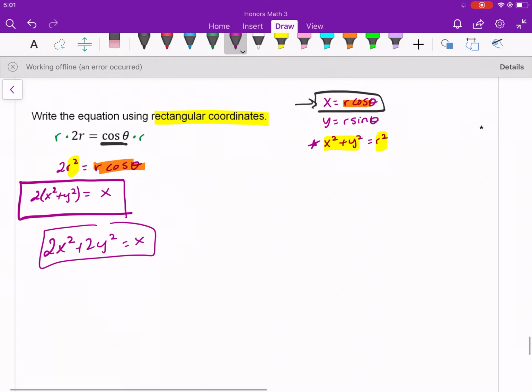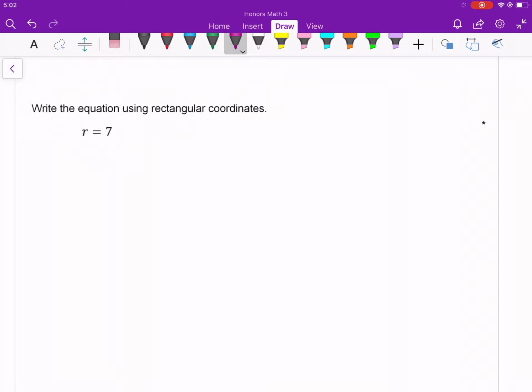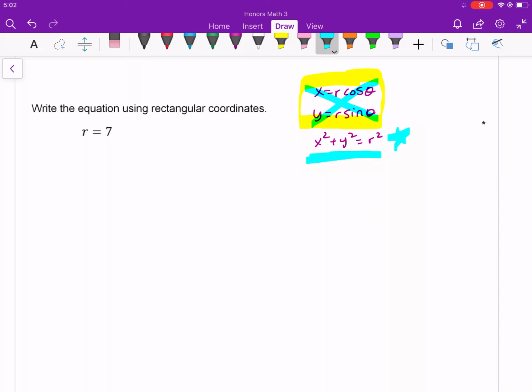Okay, so same idea with this last one we're going to use. So we've got x equals r cosine theta, y equals r sine theta, and then x squared plus y squared equals r squared. Now, I should note, I only really use these two if there is a sine or cosine somewhere in the equation already, which there is not in this equation.